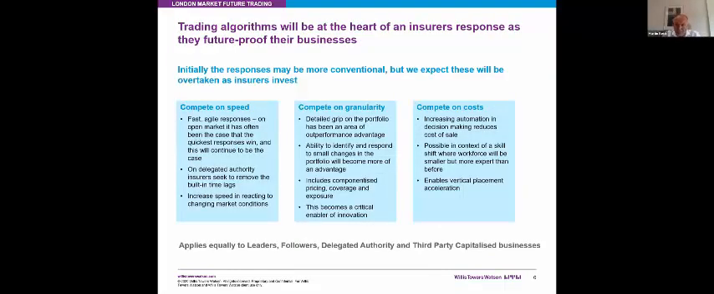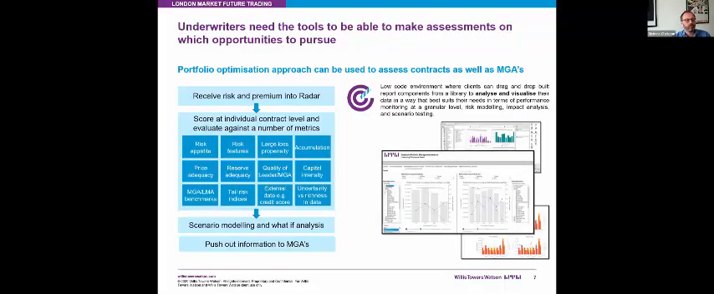And what we're seeing now is people increasingly seeking to compete and differentiate on some of these themes, and some of these themes Peter already talked about earlier on, but competing on speed, competing on the granularity of the portfolio, and competing on costs.